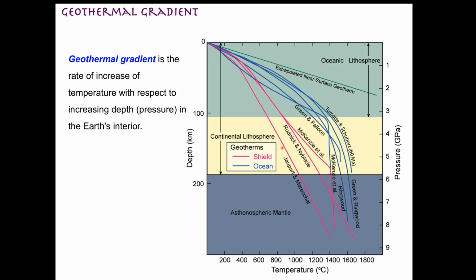We have two colors. One is the shield or continental geotherm in pink, and the blue is the oceanic geotherm. We see that the oceanic geothermal gradient is slightly different from the continental geothermal gradient. The temperature rises much faster compared to pressure, so the slope is much shallower in the oceanic geotherm, while it is relatively much steeper in a continental geotherm.